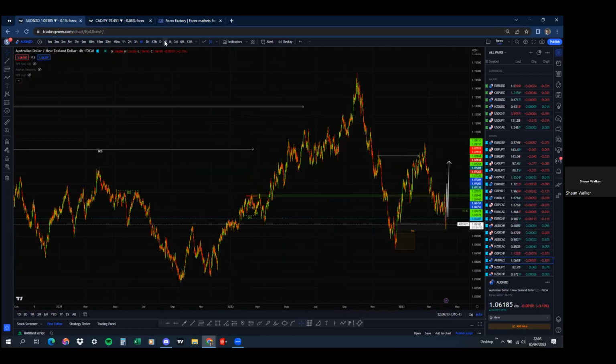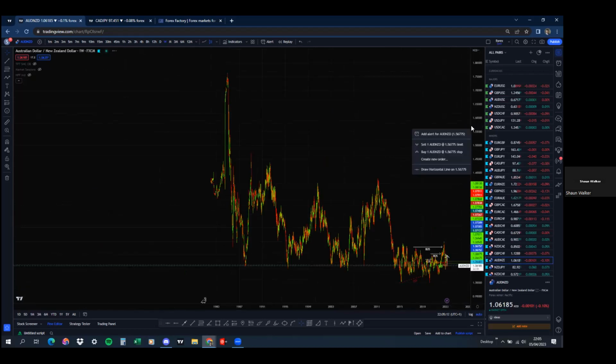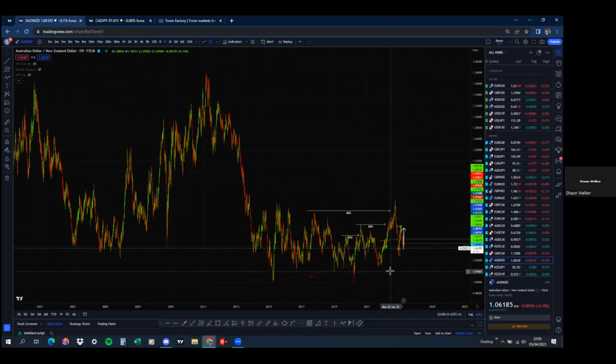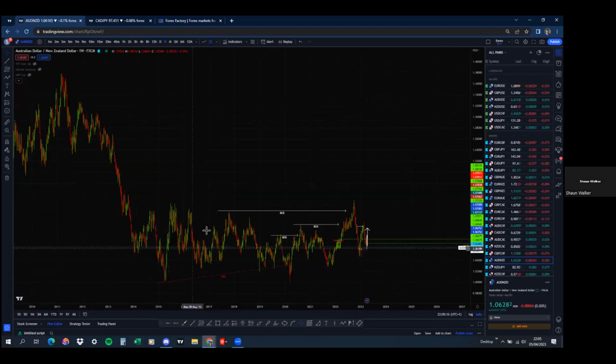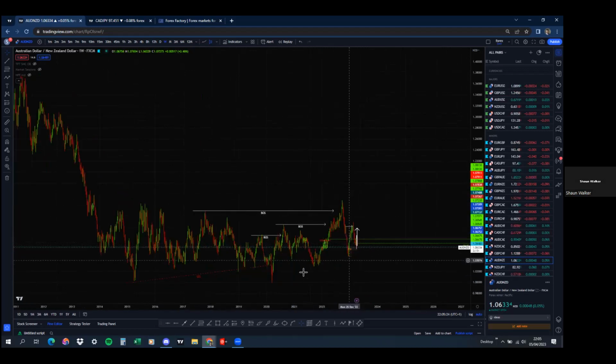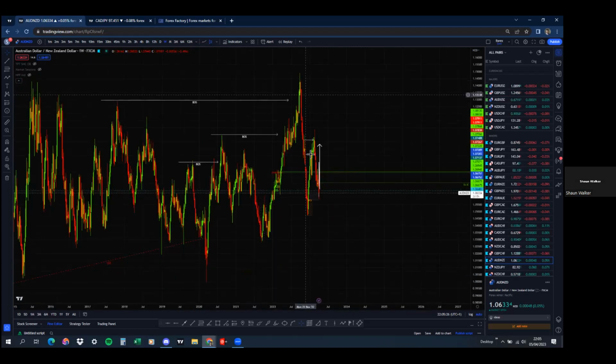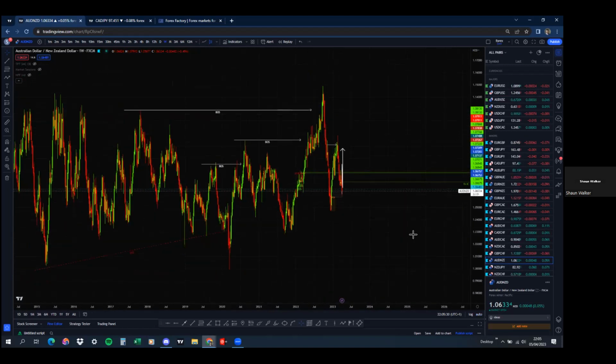So what I'm basically looking at is on the weekly, I've had this huge distribution of price. That's your sweep, that's your test, and then you've broken structure at the upside. So that's your first leg. This will be your second expansion.